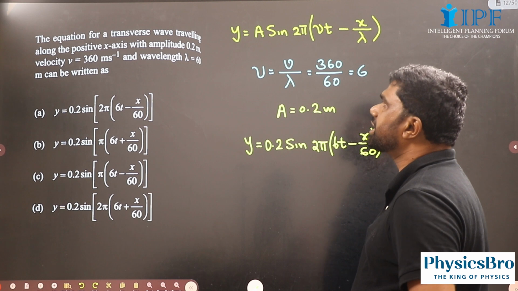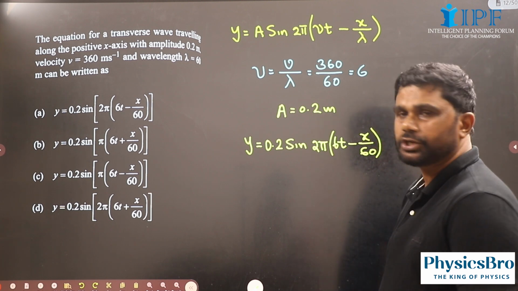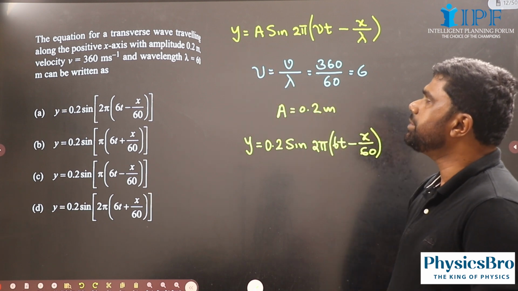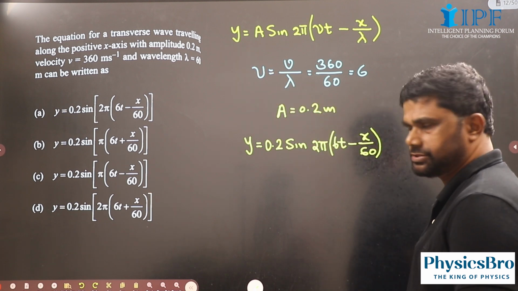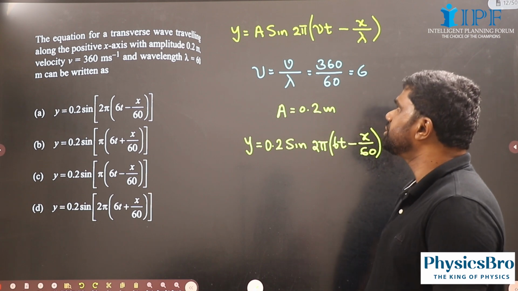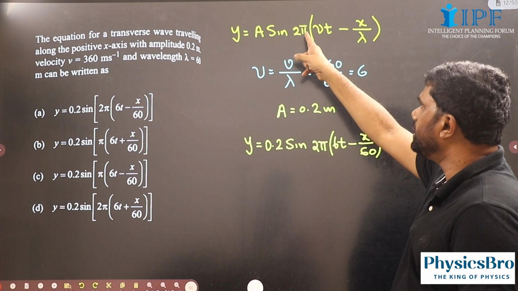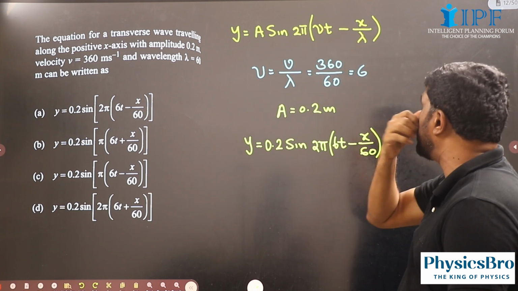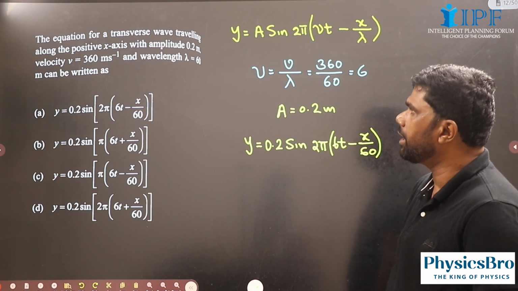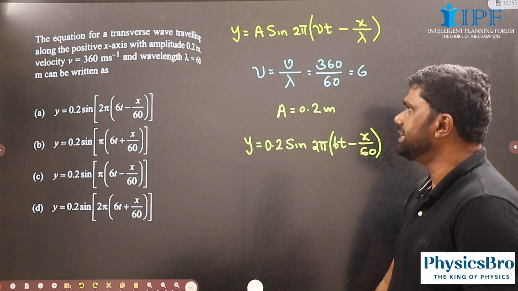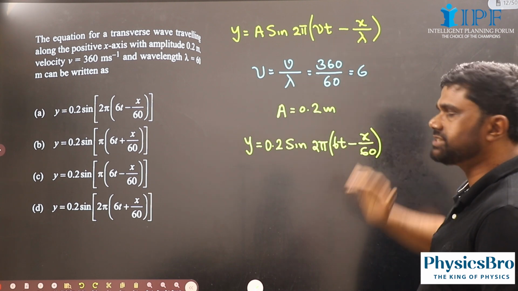Now the equation of a transverse wave traveling along positive x-axis with amplitude 0.2 meter, velocity 360 meter per second, wavelength lambda equal to 60 meter can be written as. Now see, this is the general equation: A sine 2 pi, then nu t minus x by lambda. So we have to get nu. Nu is actually v by lambda. V is given as 360 and lambda is 60, so nu will be 360 by 60, that is 6.